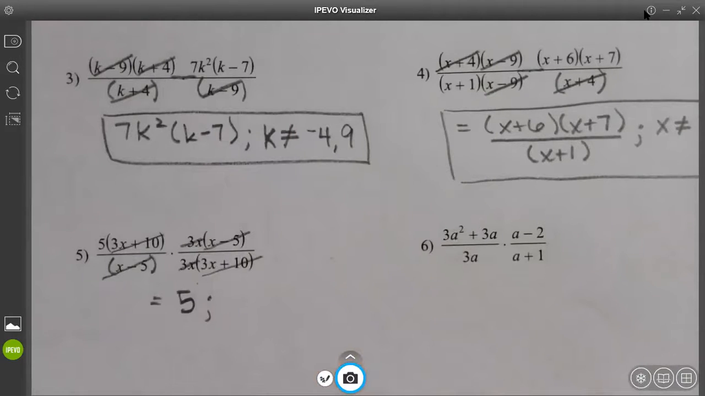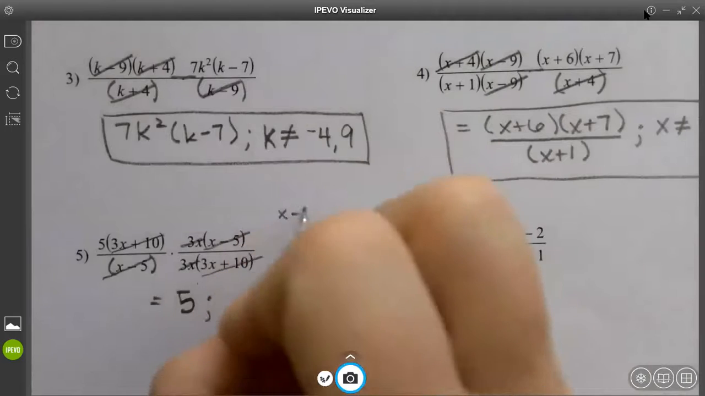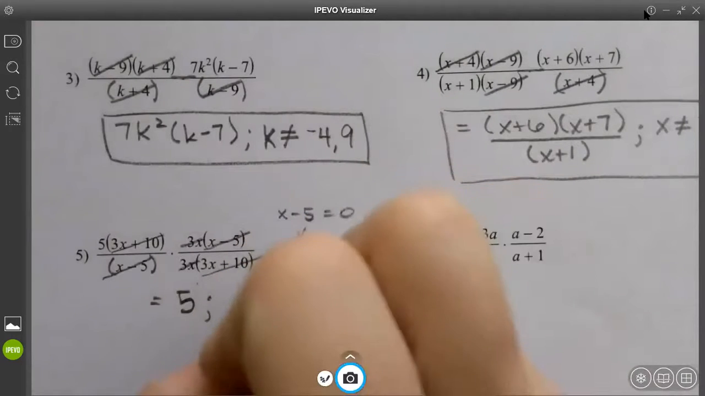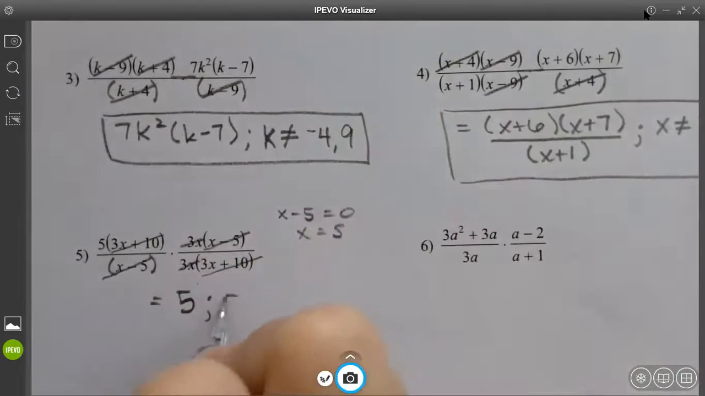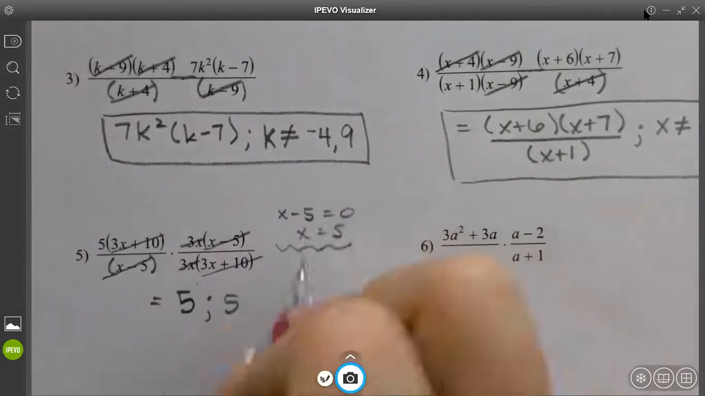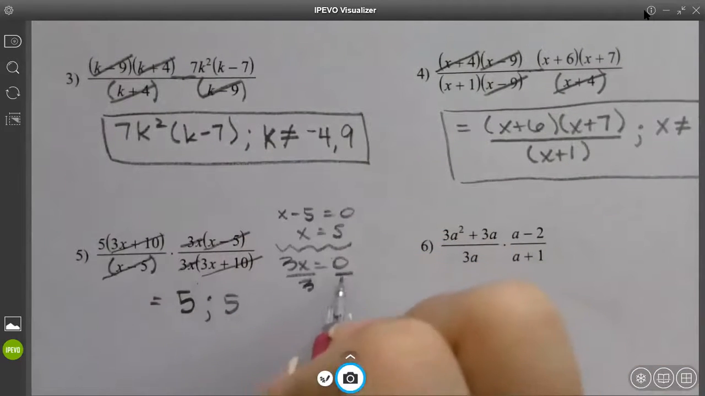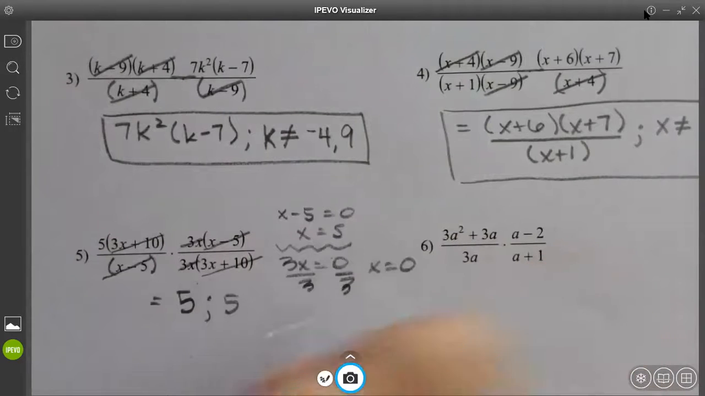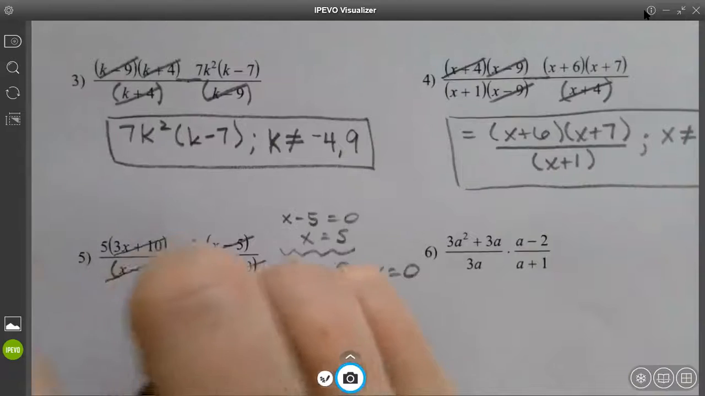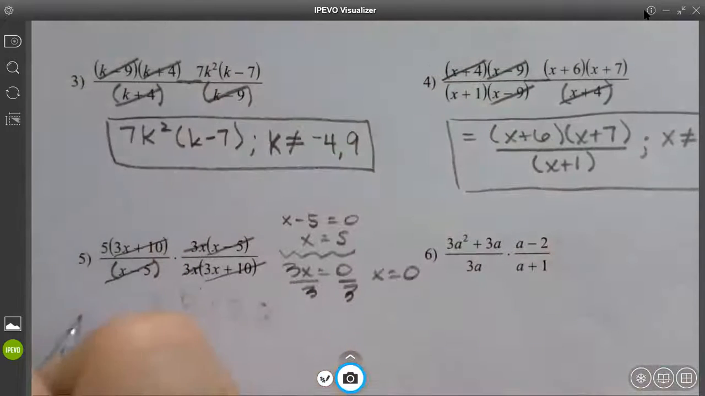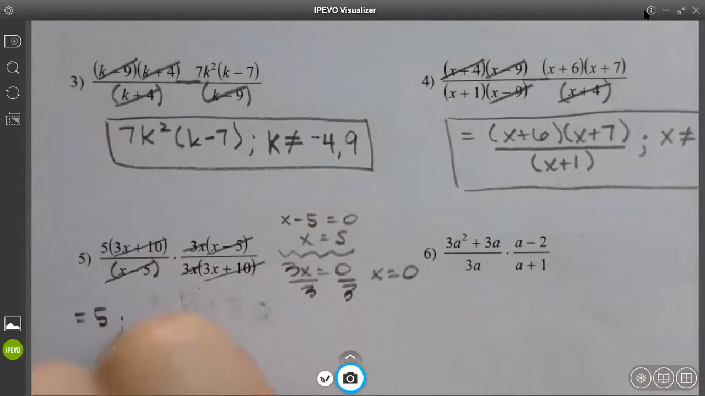So any variable that you marked out is a discontinuity. So the first one that we marked out was the x minus 5, which gives us the positive 5. So you already knew how to do that one. You marked out 3x. To solve it, we would divide by 3 and get x equals 0. So there's a discontinuity. We simplified to 5. X cannot equal 5 or 0.